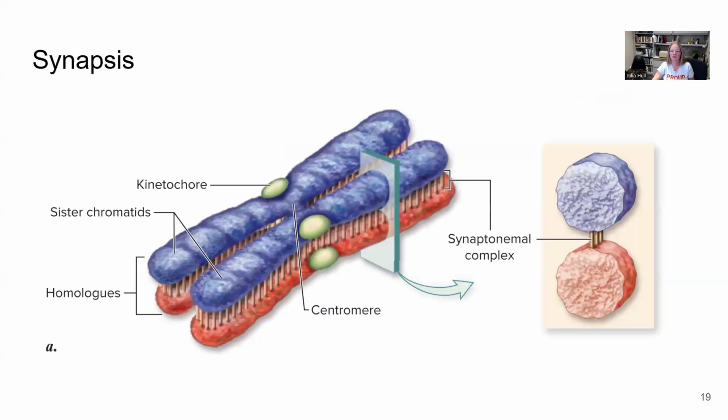Okay, so let's look at synapsis a little bit closer. So during synapsis, the chromosome that we would have got from dad is going to hook up with the chromosome that we would have gotten from mom. They're synapsing together. They're being held together by these special proteins. Remember that the replicated copies are called sister chromatids.